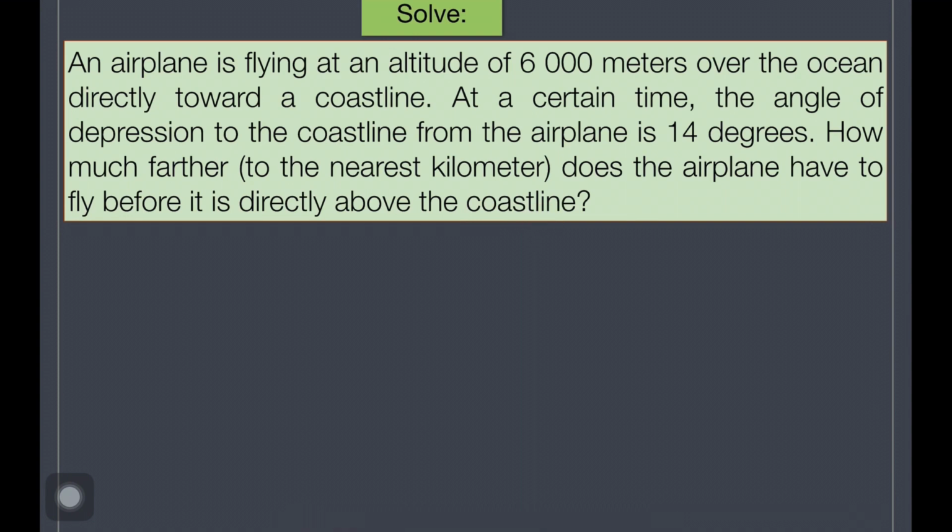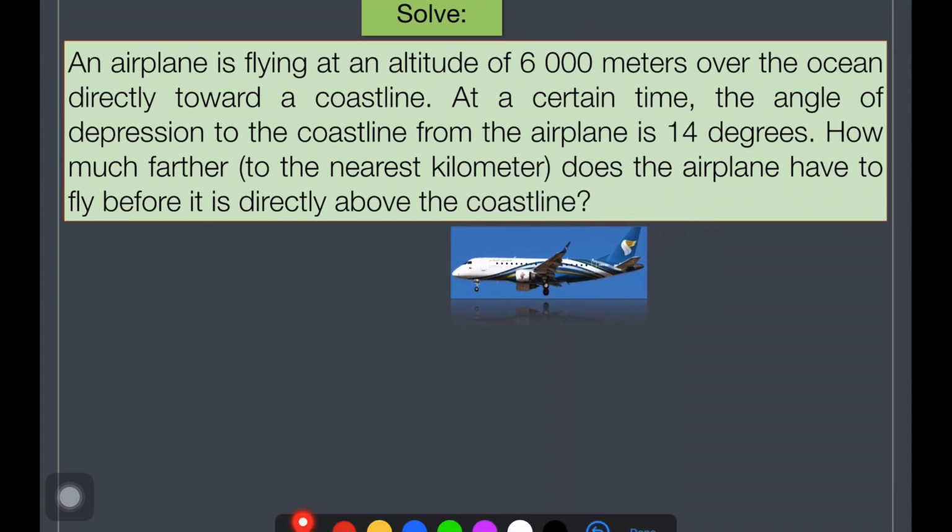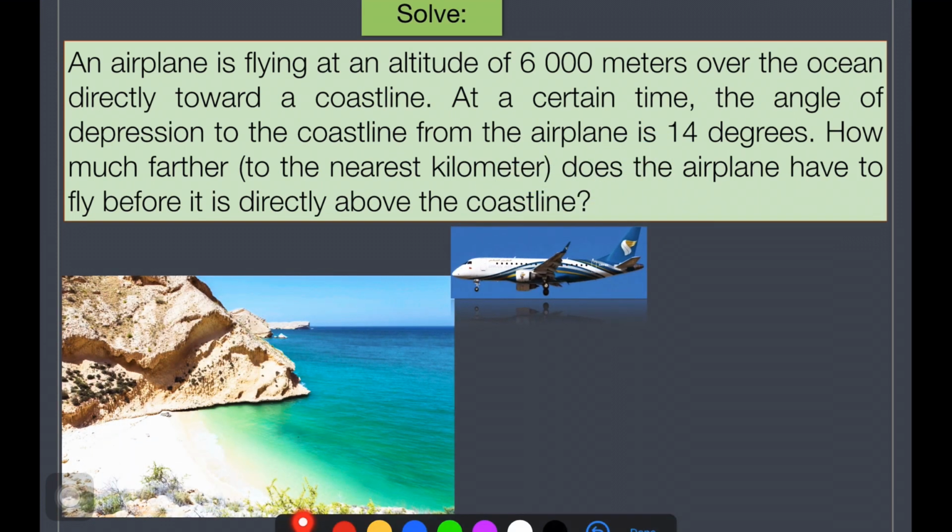Of course, here it's very important for us to illustrate the problem carefully. So we have here the airplane. Another thing here is the coastline. This is the coastline. And we are going to illustrate this 6,000 meters over the ocean directly toward the coastline. So this is how we do that. This is 6,000 meters. Okay?